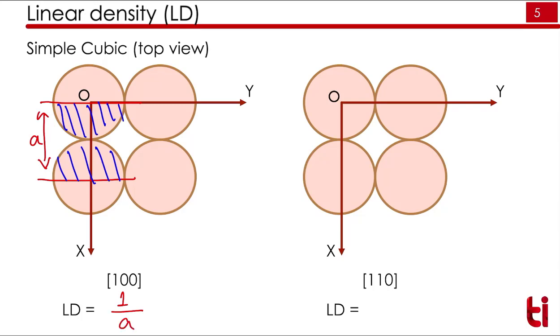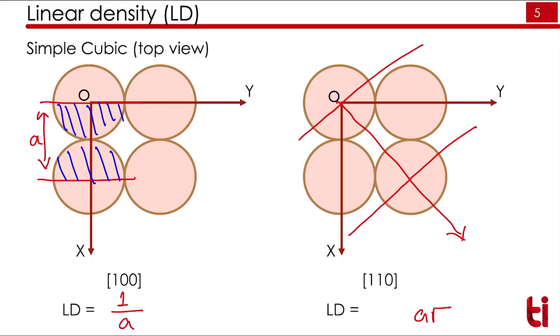For the 110 direction, we can show it like this. Again, the unit length is from the center of this atom to the center of this atom. Since it is a face diagonal, it will be a root 2. Number of atoms, I will shade in a different color. Again half from this atom and half from this atom, total equal to 1.